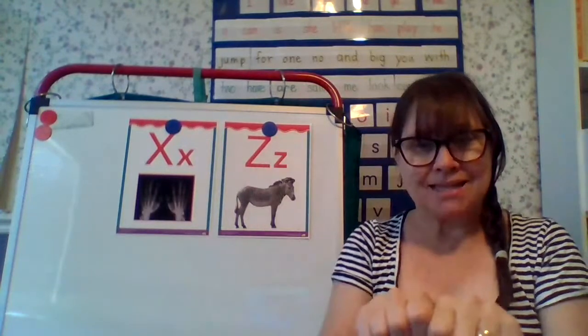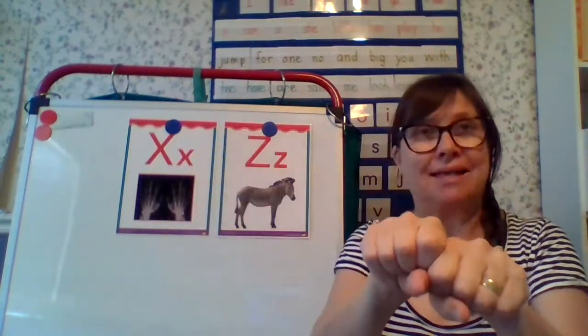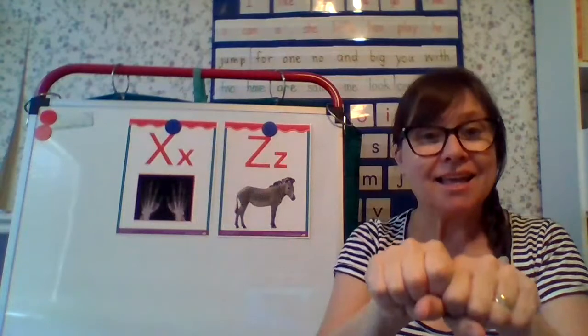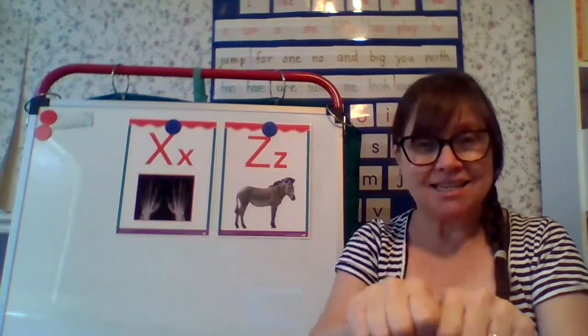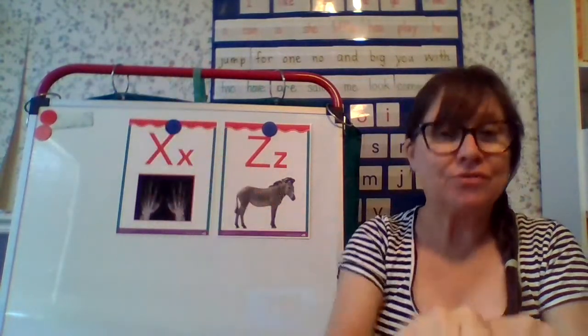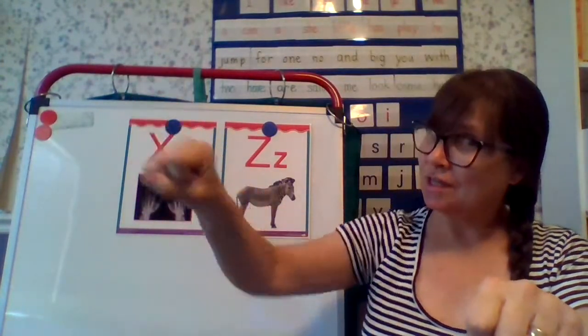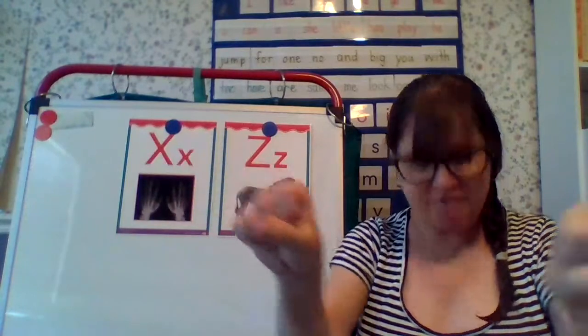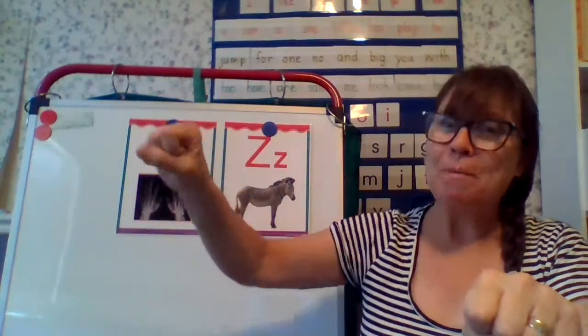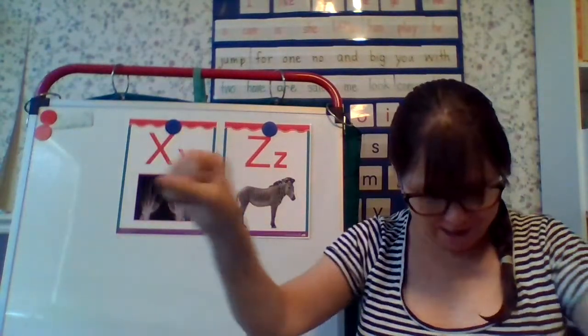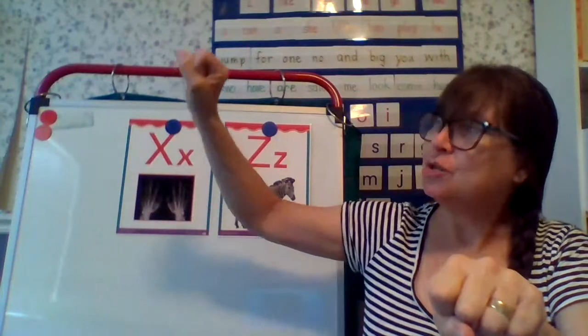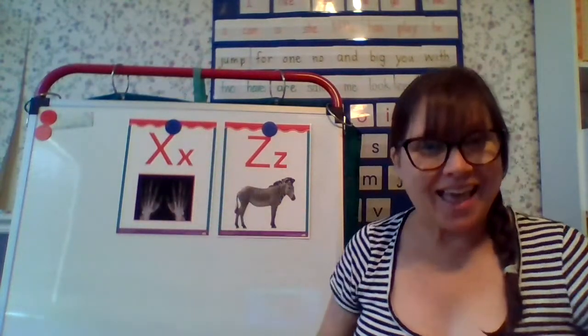I have pet. P, et. Pet. Change it to G. Get. I have red. Change it to F. Fed. I have men. Change it to T. Ten. I have peg. Change it to B. Beg. I have yes. Change it to G. Guess.